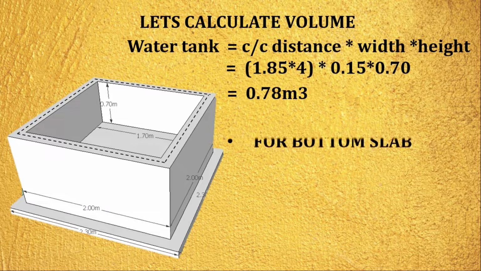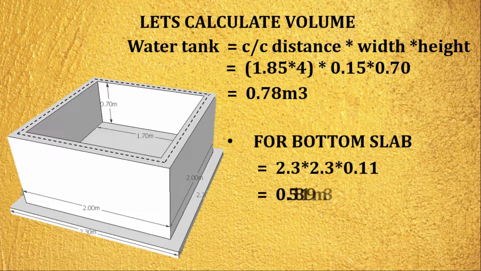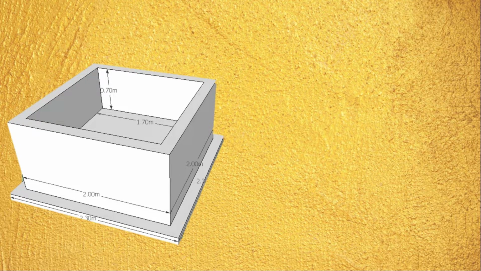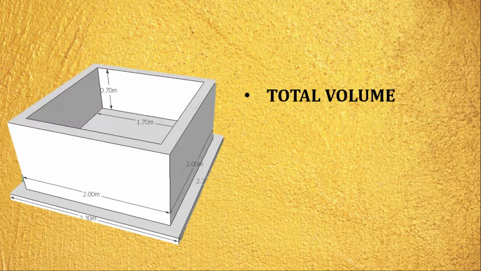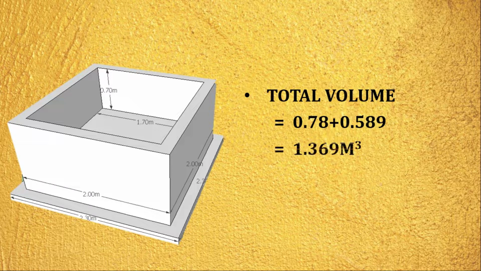In a similar way we can find out the volume of the bottom slab. As we know, the outer to outer dimensions of the water tank is 2.3 by 2.3 meter, and the thickness of the slab is 0.11. So we can easily figure out the volume of the slab, that is 0.5819 meter cube. To calculate the total volume, we need to add the first part and second part, that is 0.78 plus 0.589, which is equal to 1.369 meter cube.